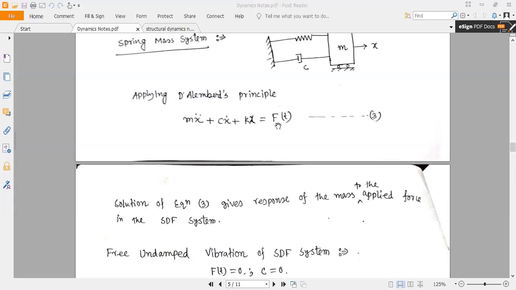F is force, that is a function of time. So it is a differential equation, and if it is a differential equation, then it has some solution, and if you find the solution, that will give you the response of the system. If you find the x, you can get the distance, how much it will displace. If it is a residential building or commercial building, then you can find that the concentrated mass of the body will move by this much amount. So you can always find that.